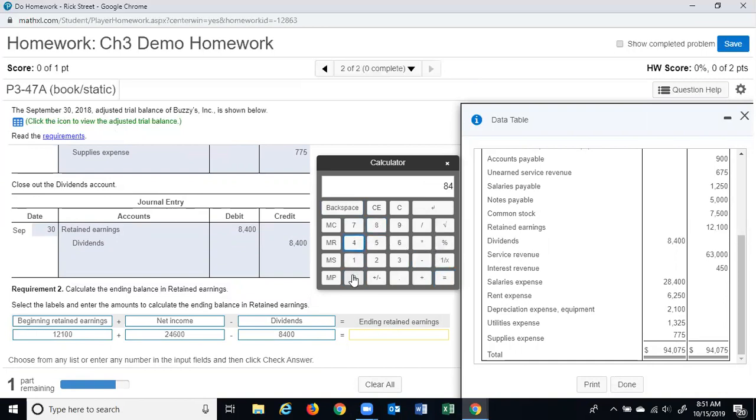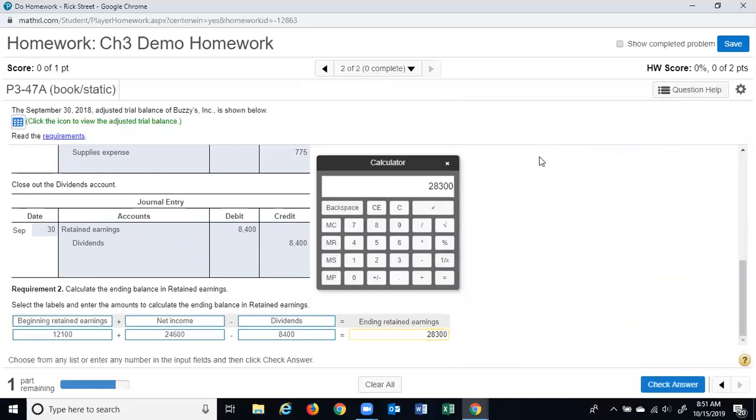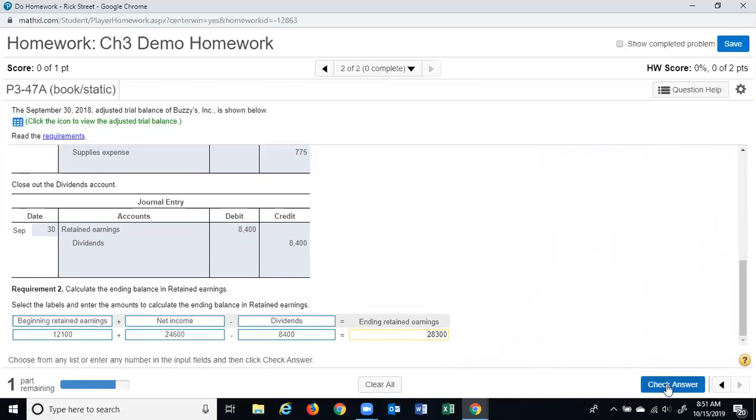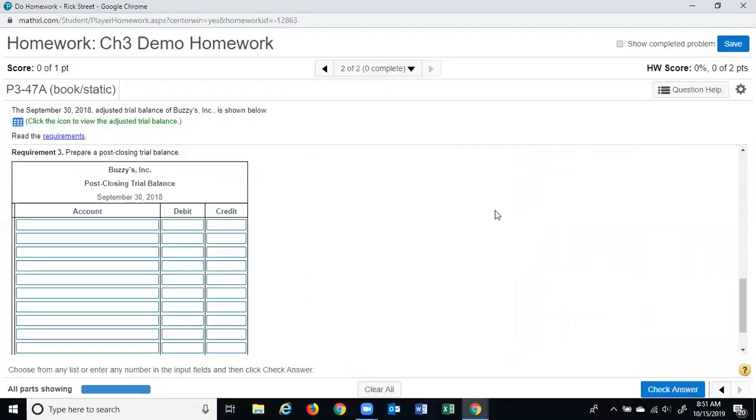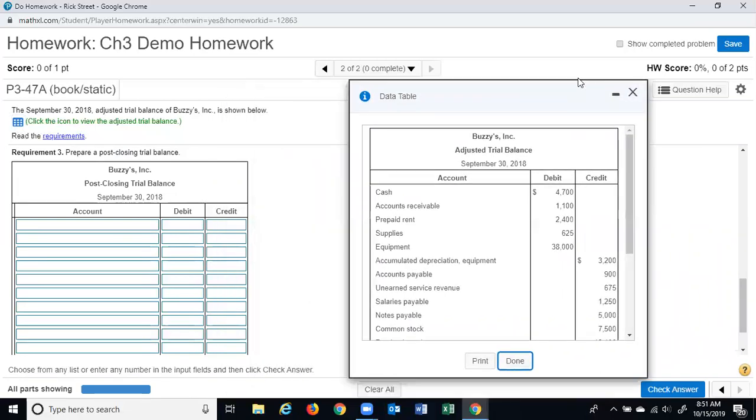Now, dividends is a distribution of earnings to its stockholders. So that's all we've done here. We've reduced our equity in this business by paying out dividends to the stockholders. So our answer is 28,300. Let's check our answer. Close this down, close that down, and check our answer. Very good. And now we're going to do a post-closing trial balance. And that's really pretty easy.